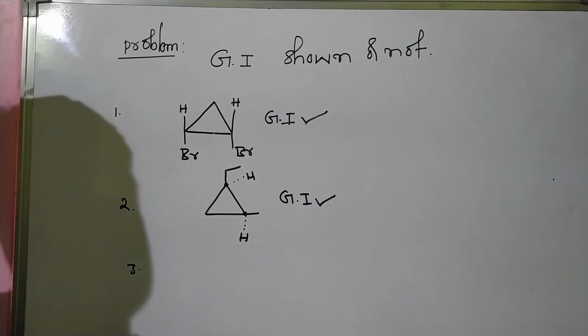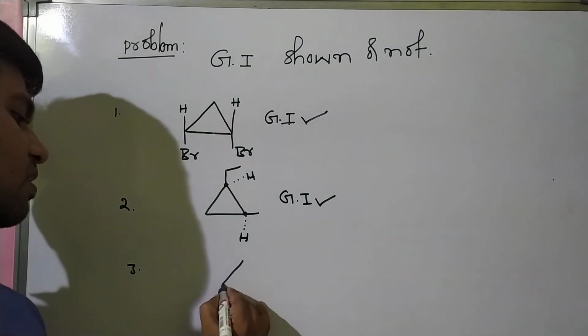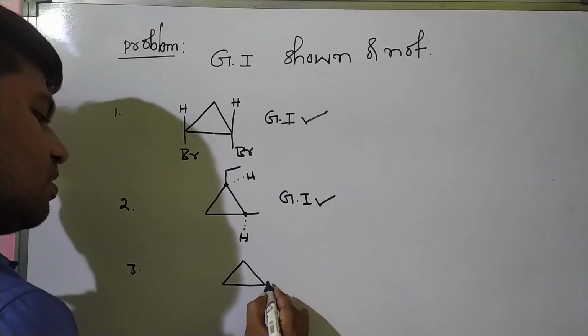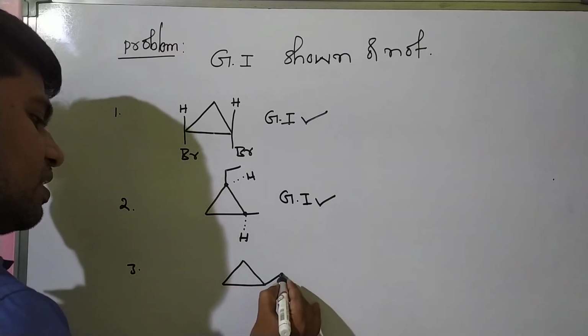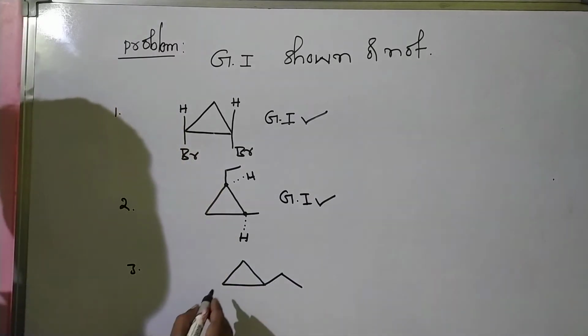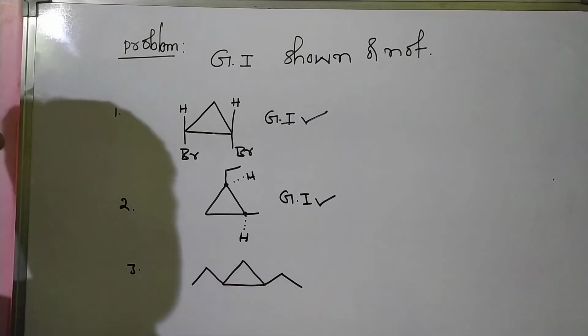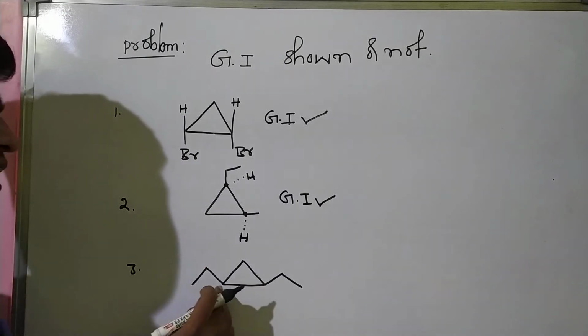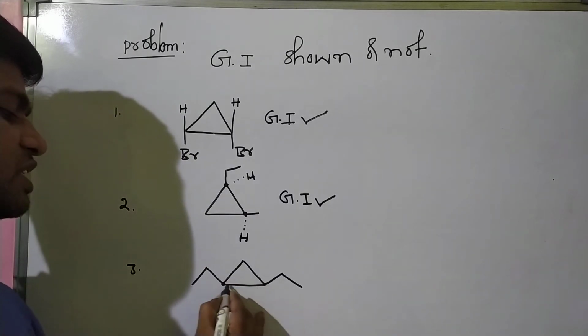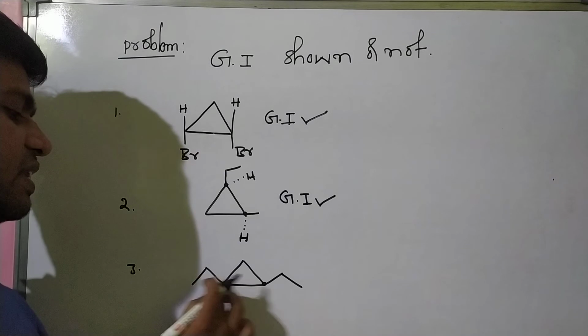And the third one is, so this is ethyl group. So this is ethyl group. Okay, students. Here also these two sp3 hybrid carbon atoms having different groups.